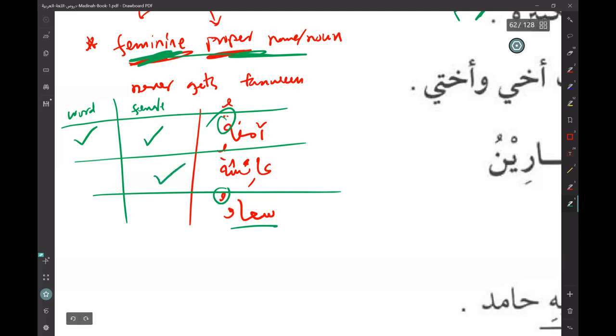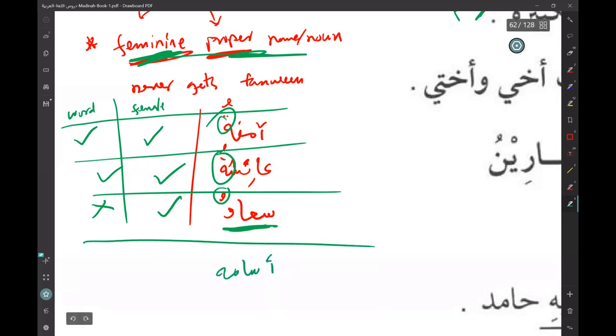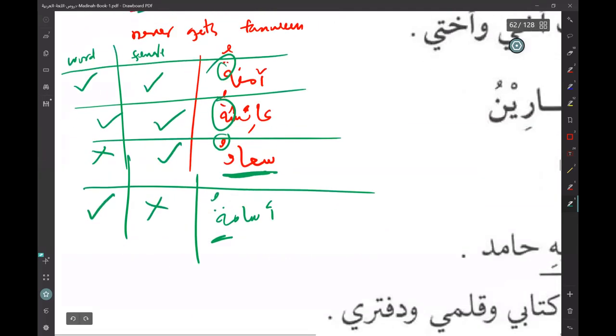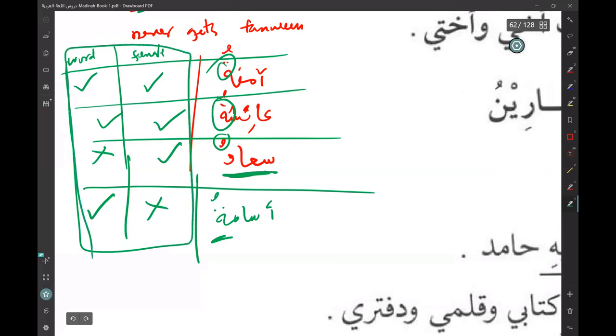Aisha is also a female person, and it also has ta marbuta. Suad, is it for a female person? Yes. But is the word feminine? Does it have ta marbuta? No, it doesn't. Now the word that we have, Usamatu, is the word feminine? Yes. Is it for masculine? No. If you have any of these boxes checked, then it will still be mamnu minas-sarf. That means you cannot have tanween.